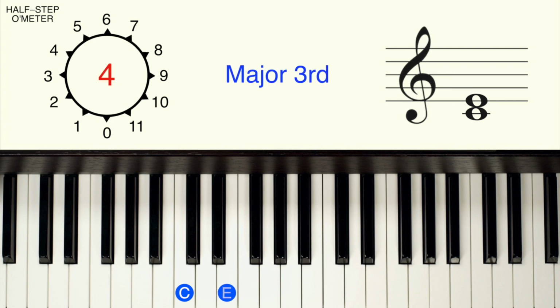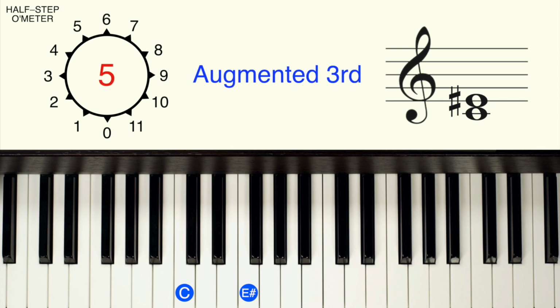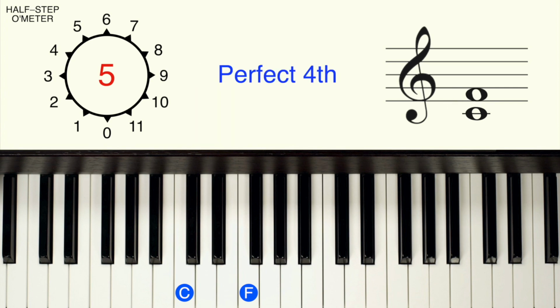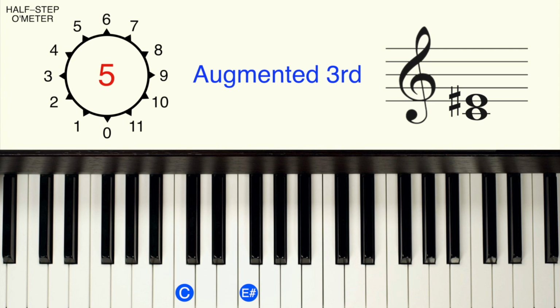Now make that major third a half step bigger, C up to E sharp, and there's our augmented third, 5 half steps now. And if we change the spelling of the top note from E sharp to F, we see that a perfect fourth, C up to F, is also 5 half steps. So the perfect fourth and augmented third are also enharmonic, sounding the same but spelled differently.